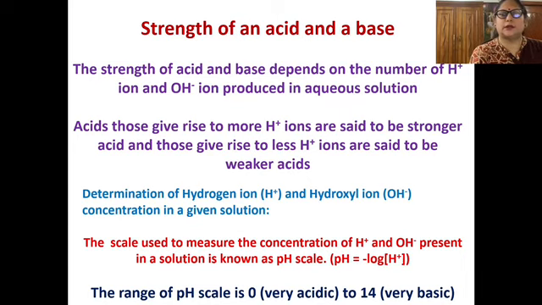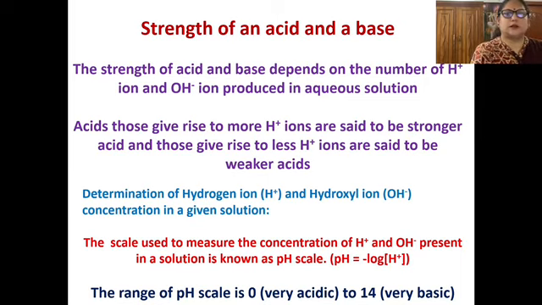Next, it is about the strength of an acid and a base. How can we determine whether one acid is a strong acid and another is a weak acid? On which factor does it depend? Already we discussed the definition: according to the Arrhenius concept, proton releasing compounds are considered acids and hydroxide ion releasing compounds are considered bases. When we dissolve these compounds in water, if more hydrogen ions and hydroxide ions are formed, then these compounds are considered strong acids and strong bases.